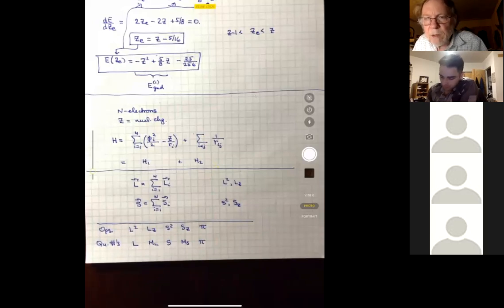Using capital letters here to indicate the quantum numbers for the whole atom. Again, this is a convention that I mentioned before. I'll use this in talking about multi-electron atoms. Capital letters refer to the quantum numbers of the entire atom, but I'll use lowercase letters to refer to the quantum numbers of single electrons. All right, anyway, these are all quantum numbers of the whole atom.